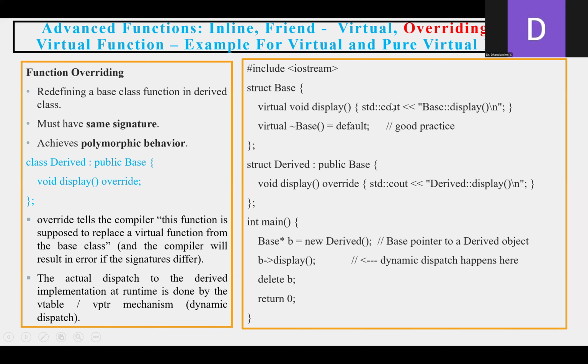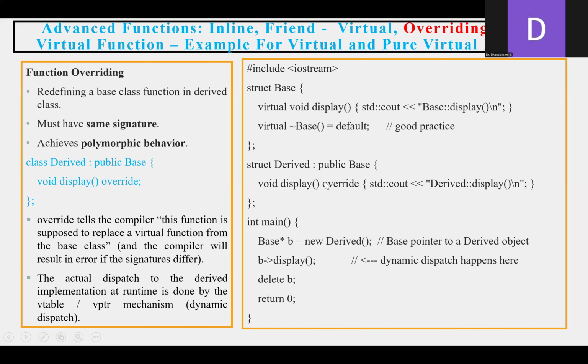Next, I'm defining a structure named base. Inside the base, I declare a virtual function display. I also declare a virtual destructor using virtual ~base() = default. This is a very good practice because it ensures that when a derived object is deleted through a base pointer, the derived destructor is correctly called.